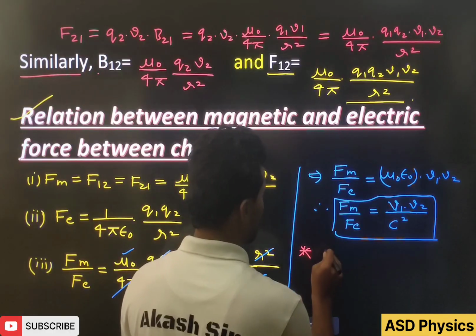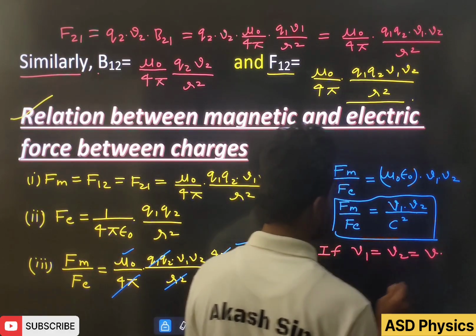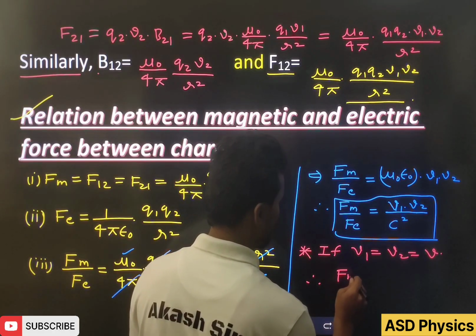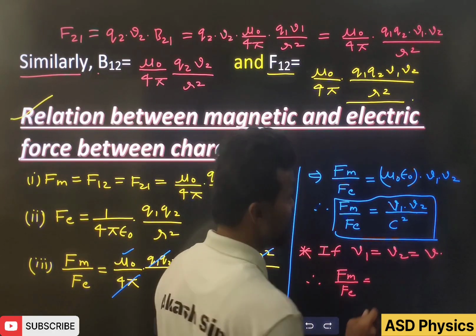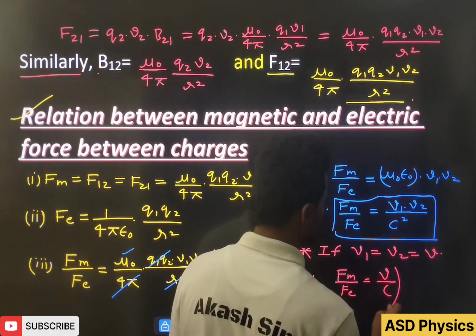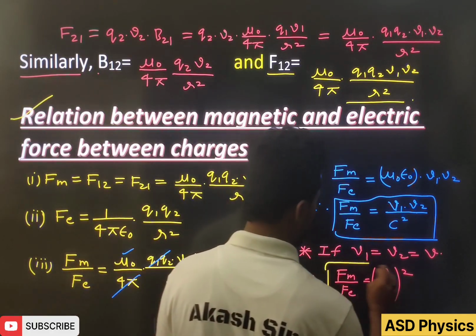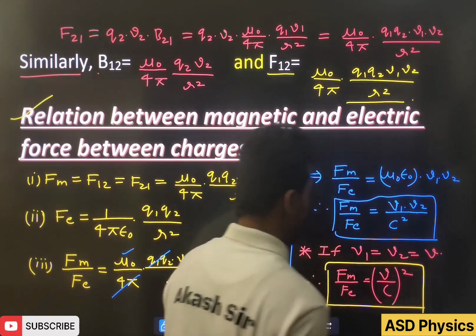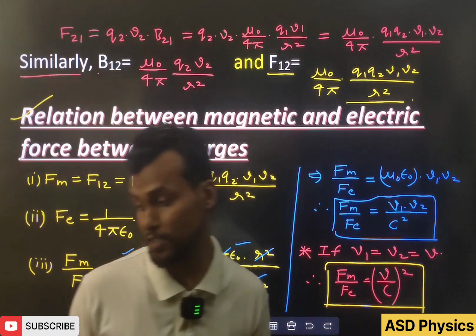Special case: if both are moving with the same speed, V1 equal to V2 equal to V, hence very important, this Fm by Fe will be equal to V into V, so it will become V square by c square. Remember that they will ask directly in the exam: when the two charges are moving, the ratio of magnetic force to electric force will be how much here? V square by c square. Can you see?